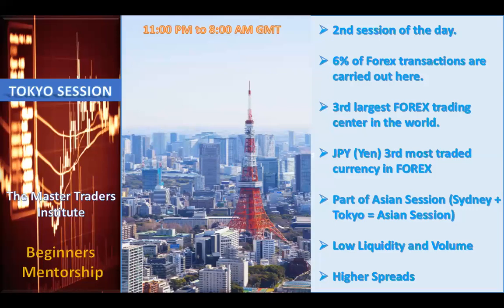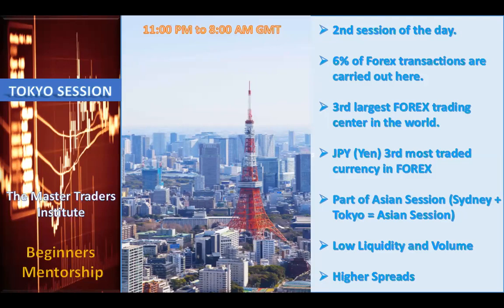During this time, we have low liquidity and volume, so you also don't have a lot of moves happening. Although when you go into the technical part of the business, there are some times you might have moves at this particular time, especially when there is news coming from the Tokyo session. And during this period, the markets always have higher spread.